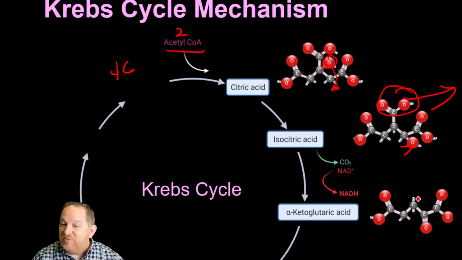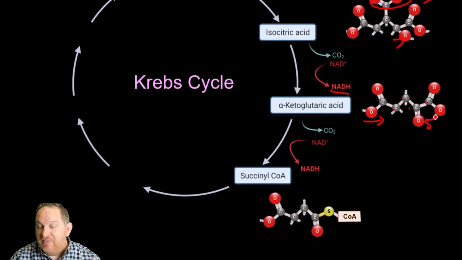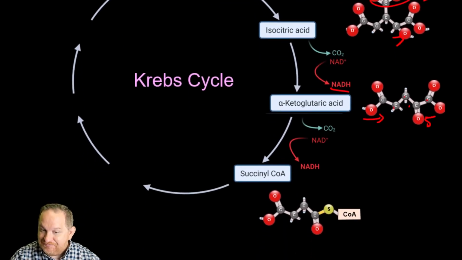And now we have an open space here. That hydrogen and electron went to make the NADH, that electron carrier. This happens to be called alpha-ketoglutaric acid. Okay? So we've lost the CO2. So notice we're down to 1, 2, 3, 4, 5 carbons in that sugar. Okay? Then we're going to lose another carbon dioxide.